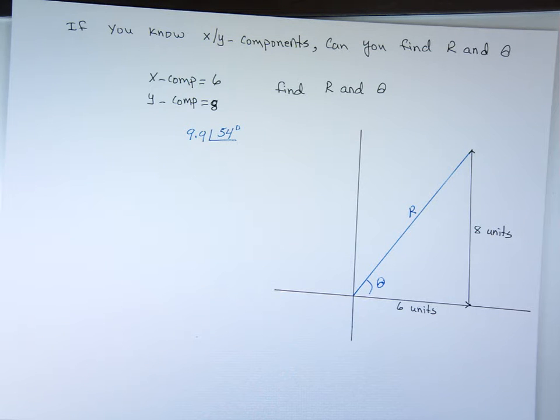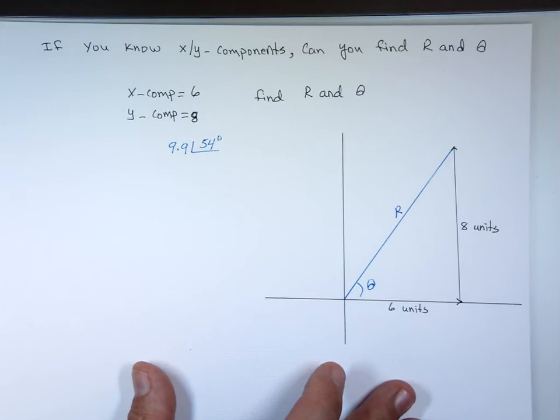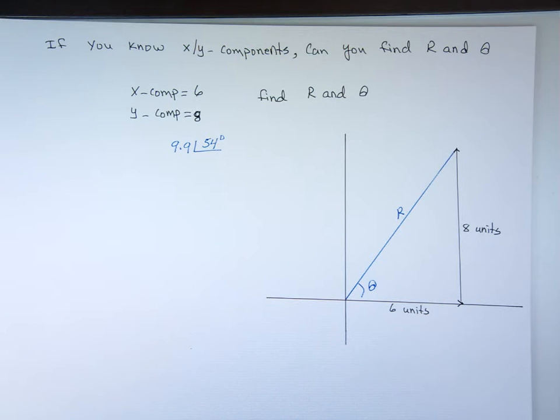Well, I don't want to graph these every time somebody gives me x and y components and try to read them. I want to do them using math. So how do we find them? How do we find r and theta without having to graph it? Look at your picture. What do you see there? Right triangle.